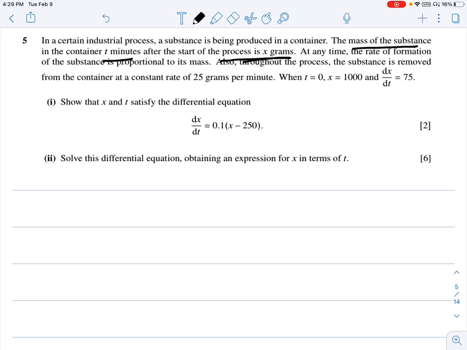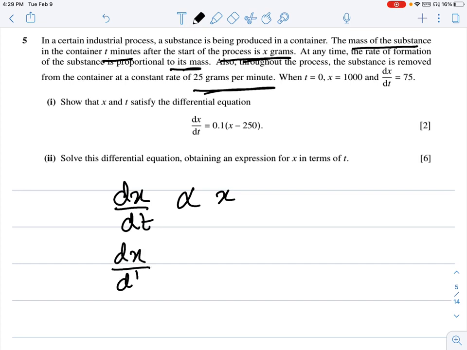At any time, the rate of the formation is proportional to the mass. Rate of the formation dx/dt is proportional to mass, which is proportional to x. Throughout the process the substance is removed from the container at a constant rate of 25 grams per minute. So first of all, dx/dt is equal to kx, because we remove the proportionality symbol and write equal to, but we are removing it at a rate of 25 grams per minute, so minus 25. So net mass will be minus 25.